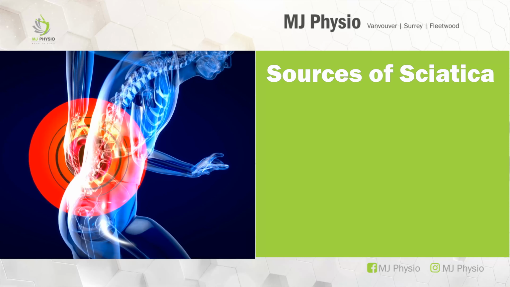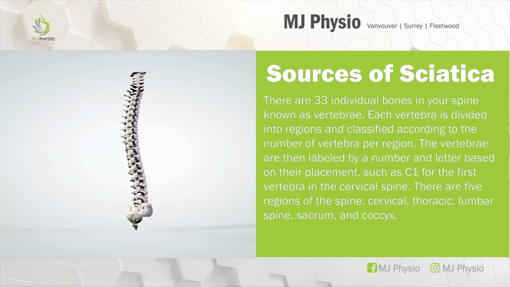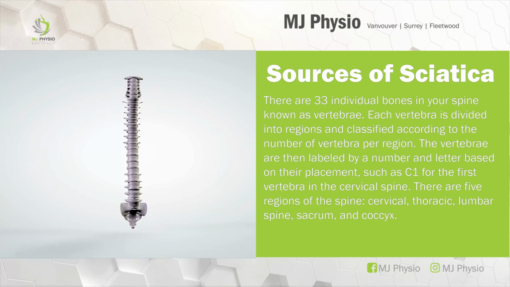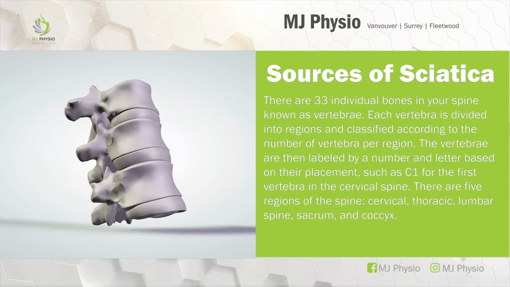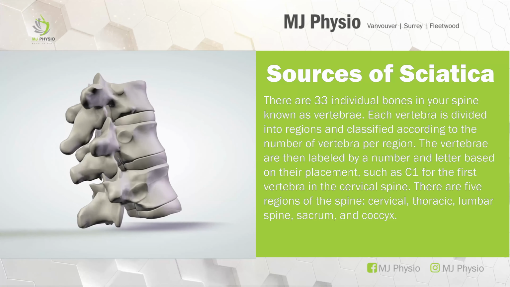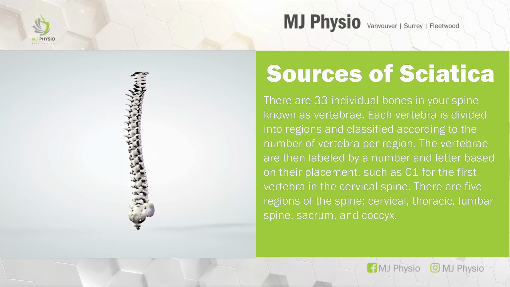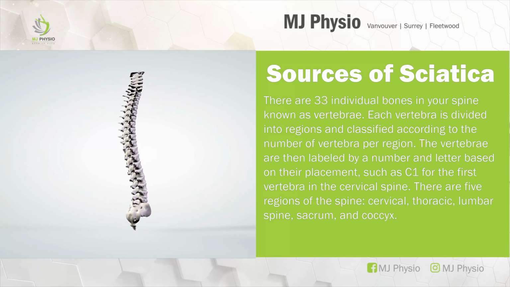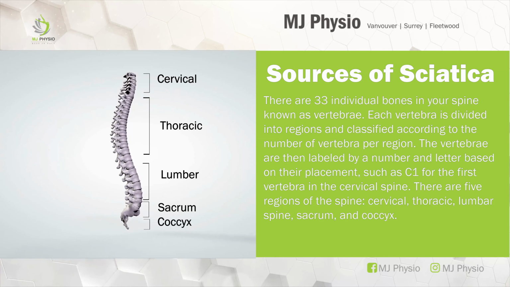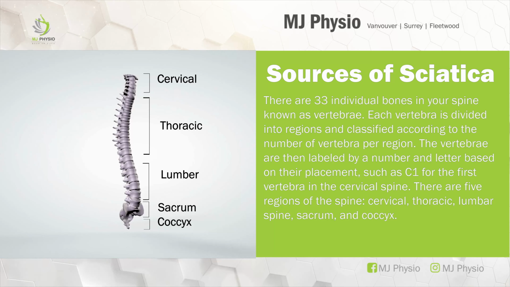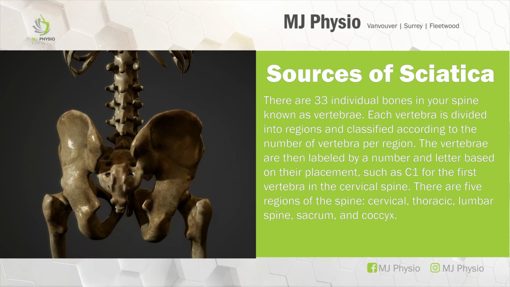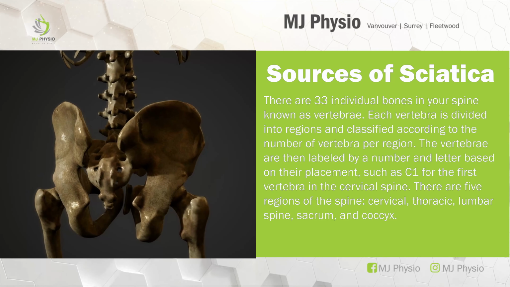So there are 33 individual bones in your spine known as vertebrae. Each vertebra is divided into regions and classified according to the number of vertebrae per region. The vertebrae are then labeled by a number and a letter based on their placement, such as C1 for the first vertebra in the spine. There are 5 regions of the spine: cervical, thoracic, lumbar, sacrum and coccyx. The most common regions associated with sciatica are the lumbar spine and sacrum.